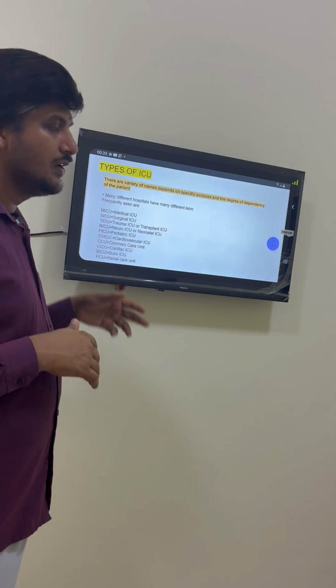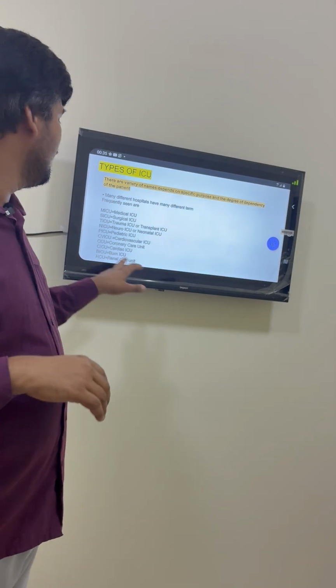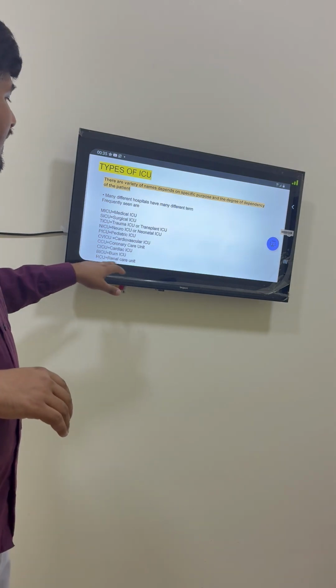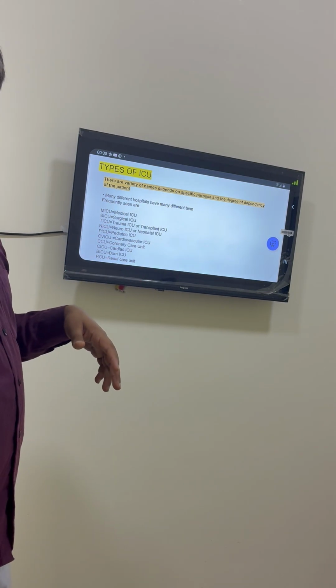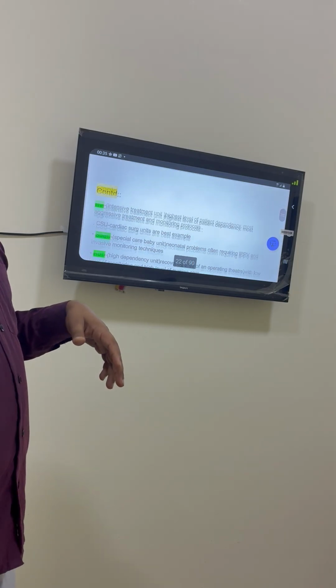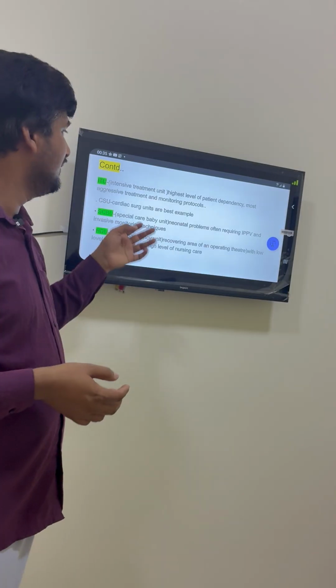Then burn units, usually for burn patients, and patients who need intubation are treated in the burn ICU. Then renal transplant unit, renal care unit, or kidney ICU, all of these are here. Then ITU, intensive treatment unit, is another name for the ICU.